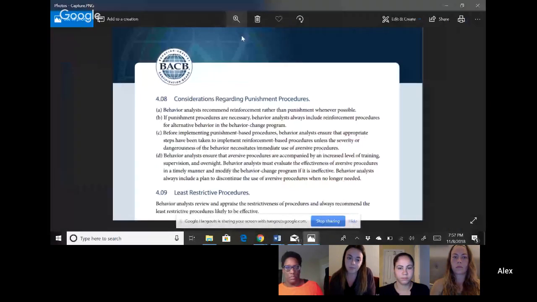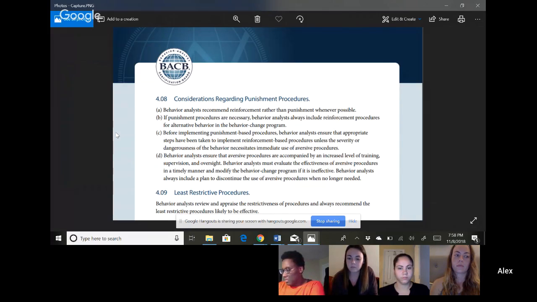When looking at our second visual, we have the BACB Code of Ethics to share. It kind of goes into support of the article that Megan was just talking about, as well as Natasha, that punishment procedures are necessary, but they need to include reinforcement procedures for alternative behavior in the behavior change program. It also goes against the use of restraints when it says behavior analysts recommend reinforcement rather than punishment whenever possible. It's also important to note that before implementing punishment-based procedures, we need to ensure that appropriate steps have been taken to implement the reinforcement-based procedures, unless obviously the severity or danger of the behavior necessitates immediate use of aversive procedures.